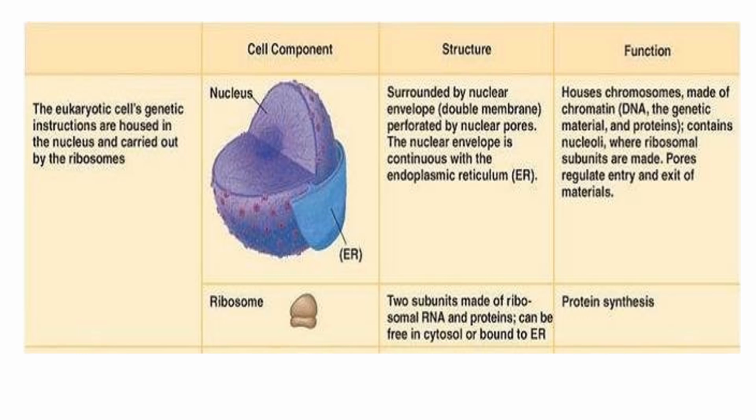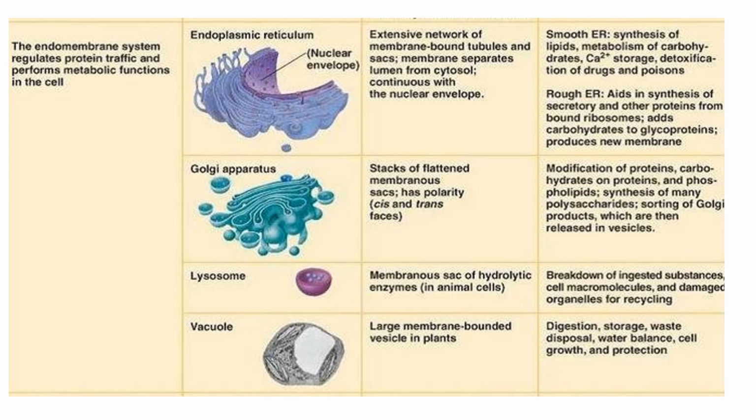The main functions of the nucleus: it houses chromosomes made up of chromatin, which is the genetic material, and proteins. It contains nucleoli where ribosomal subunits are made. The pores regulate entry and exit of material. Mainly, the ribosome is the protein factory, which is responsible for protein synthesis. Fine. The endoplasmic reticulum is a continuation of the nuclear envelope.